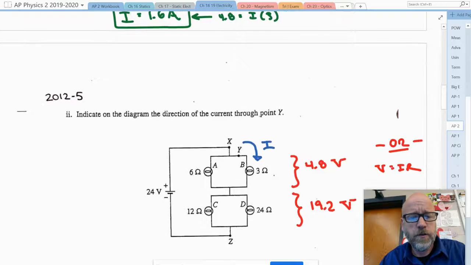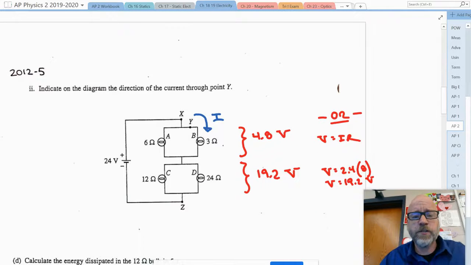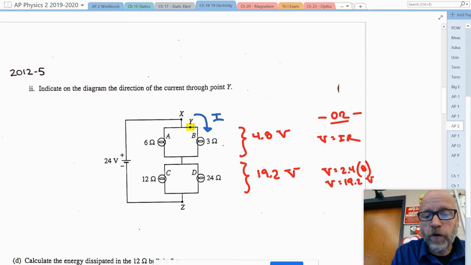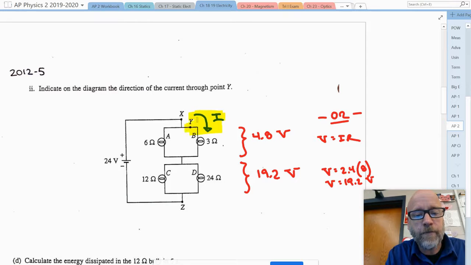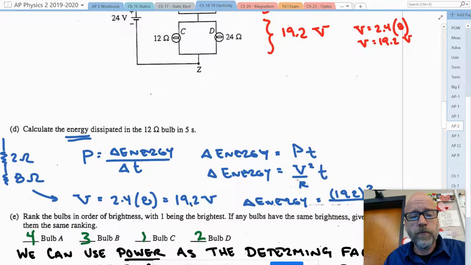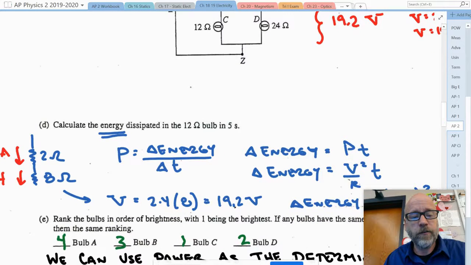Now, next question says, indicate on the diagram the direction of the current through point Y. Man, are they messing with you. Because current is the flow of positive charge, not electrons. So you would mark that as the current would be going this way. Yeah, that's just mean.